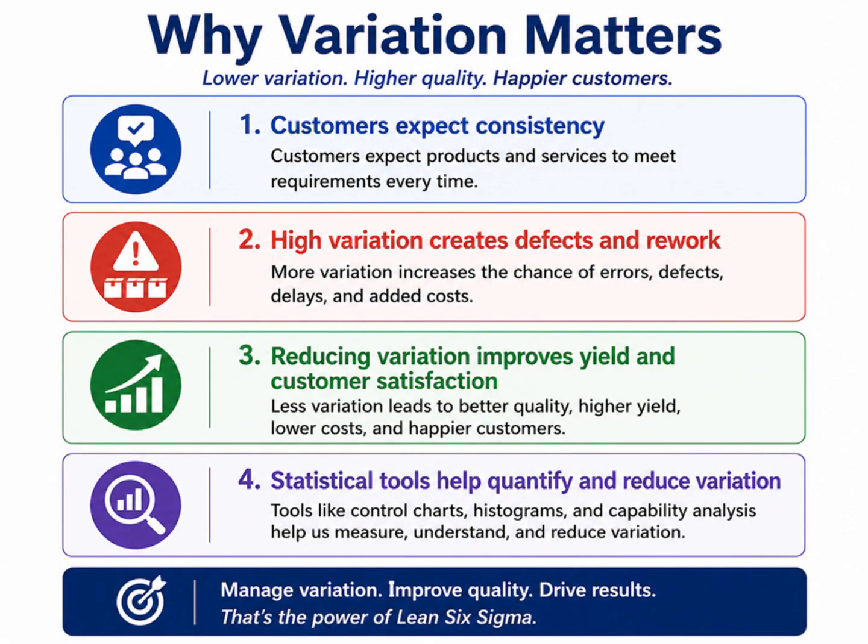One of the most important ideas in Six Sigma is that variation creates quality problems. Customers expect consistency. Even if the average output is correct, excessive variation can still create defects, rework, delays, warranty claims, and customer dissatisfaction. Statistical tools allow organizations to quantify and reduce variation.